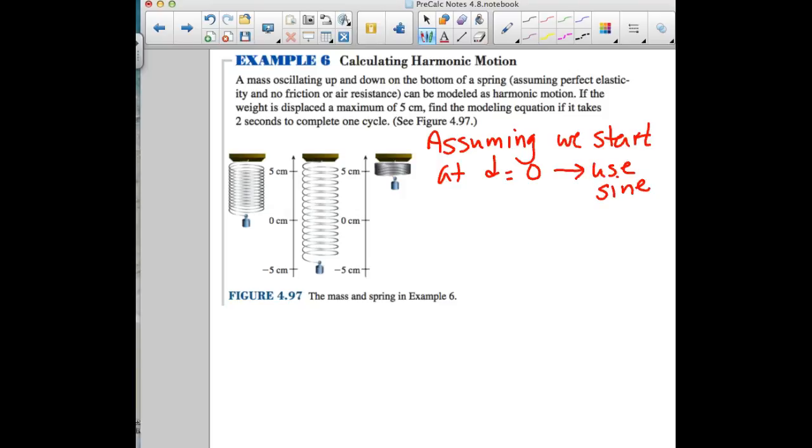This would imply that we're going to use a sine equation. Okay, and in our equation we need then D equals A sine omega t. Well, what is our A value? That is our displacement, and it says we are bouncing here 5 centimeters that way, 5 centimeters that way, so our A value would be 5.